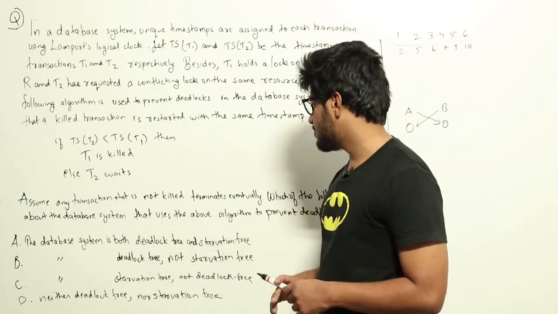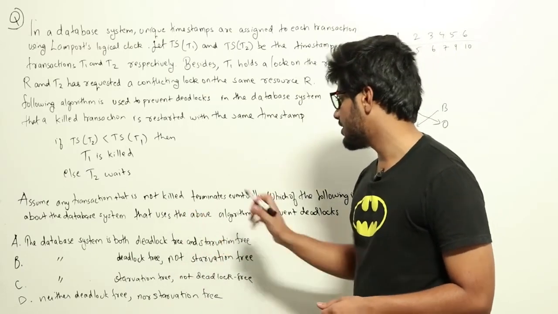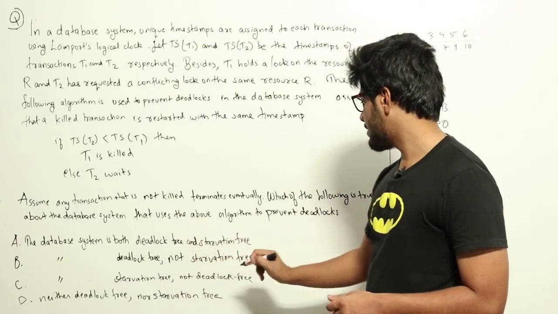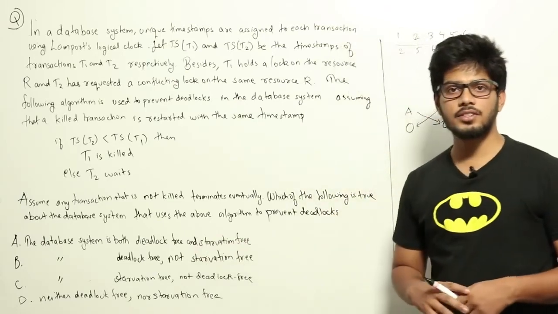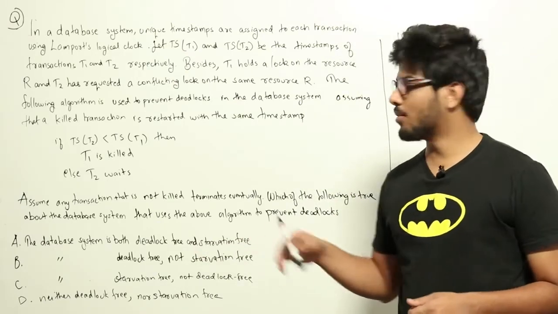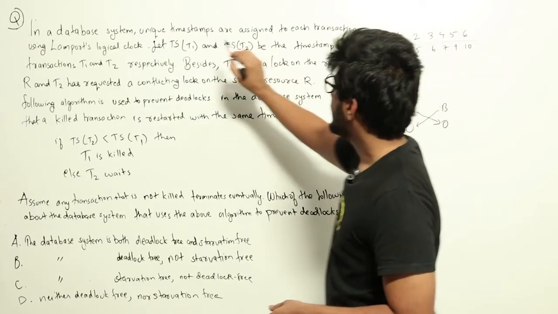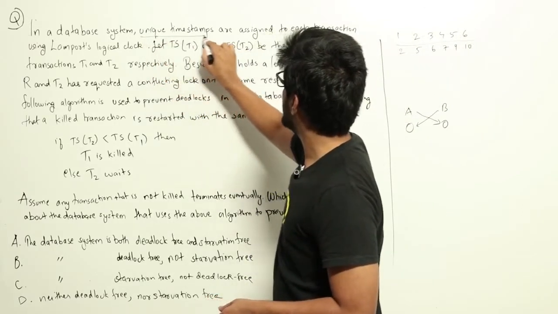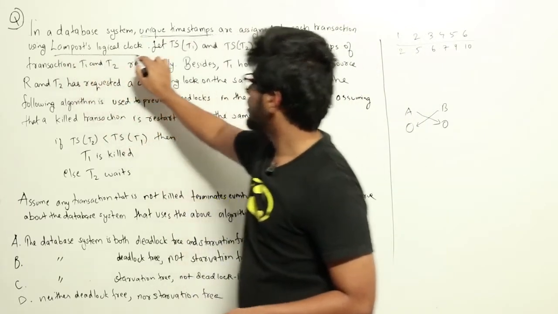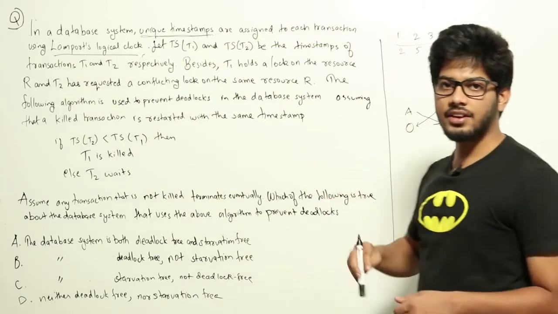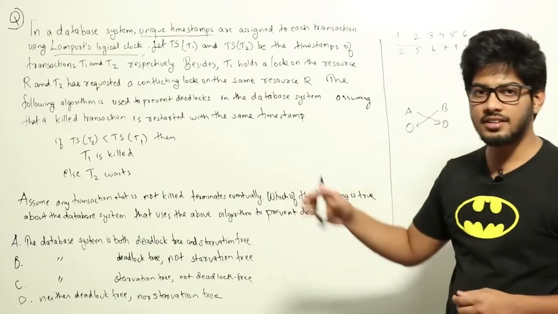Options are: A, the database system is both deadlock free and starvation free. Option B, the system is deadlock free but not starvation free. Option C, the system is starvation free but not deadlock free. Option D, neither deadlock free nor starvation free. So this is a question coming from the DBMS section regarding timestamp ordering and deadlocks. In this question they have given that unique timestamps are assigned to each transaction using Lamport's logical clock, which means that each transaction happening will have a unique timestamp, and since they have said Lamport's logical clock, the timestamps will be assigned in increasing order only.